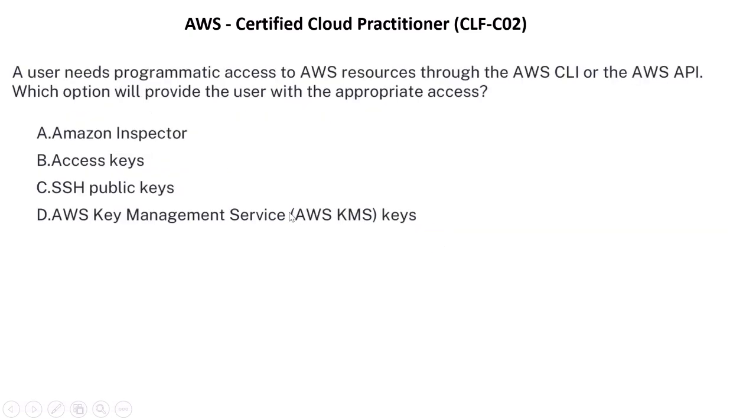Next question. A user needs programmatic access to AWS resources through the AWS CLI or the AWS API. Which option will provide the user with the appropriate access? Option A, Amazon Inspector. Option B, Access Keys. Option C, SSH Public Keys. Option D, AWS Key Management Service.